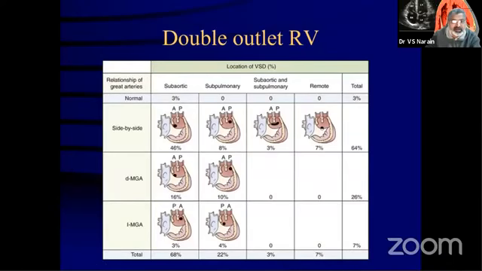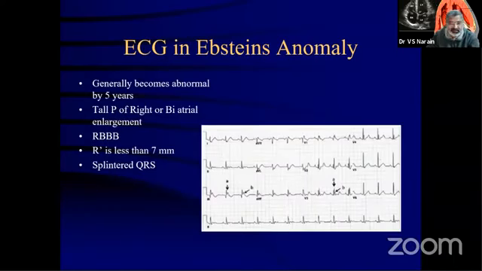So ECG we have said. What about double outlet right ventricle? The ECG in trilogy and tetralogy we have seen. The ECG of Ebstein's is quite classical. It generally becomes abnormal by 5 years. You may have a tall P, may not have a tall P. You can have a biatrial enlargement also.